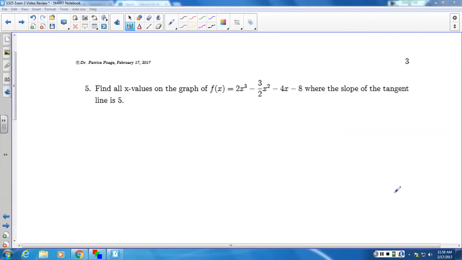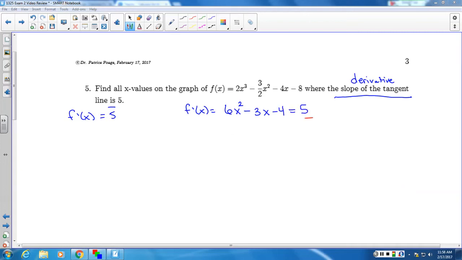Okay, number 5 says find all x values on the graph of f of x equals blah blah blah where the slope of the tangent line, that's a fancy word for derivative, is 5. So that was wanting to know where the derivative equals 5. So I'm going to take the derivative, and I get 6x squared minus 2 times 3/2 is 3x to the 1 minus 4, and I'll set that equal to 5.